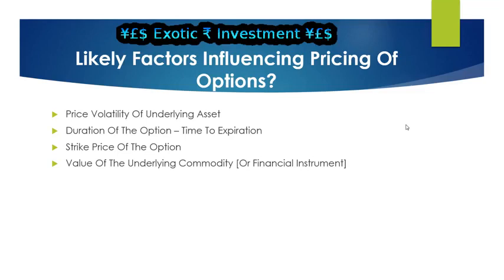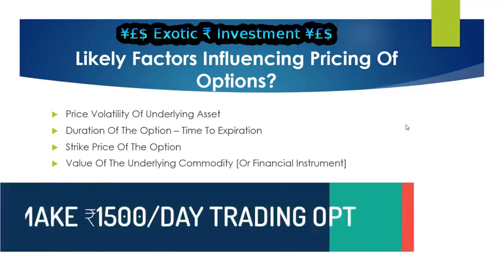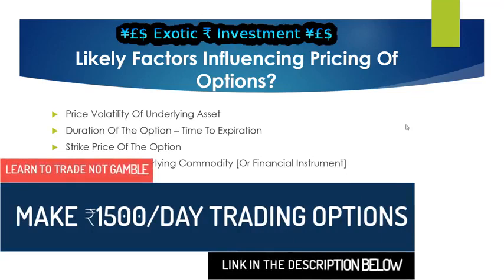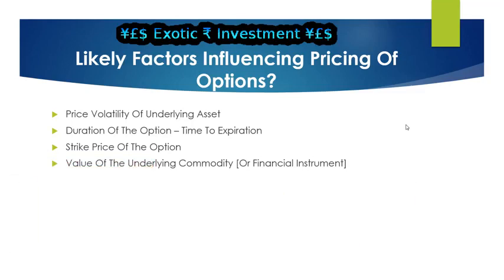Strike price of the option is very important, because I have already told you, as and when it goes deep in the money or deep out of the money, that is when the strike price gets more into action. Value of the underlying commodity or asset, if it is going higher or lower, that is when the option gets higher or lower, depending on whether it is a call or a put.